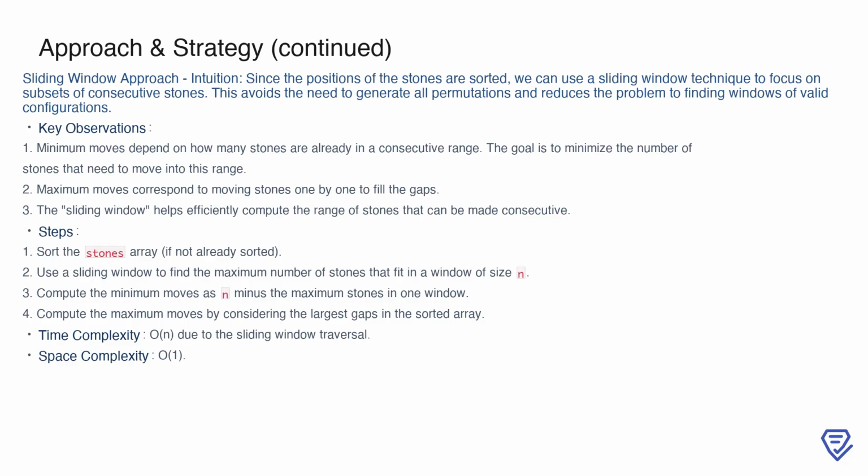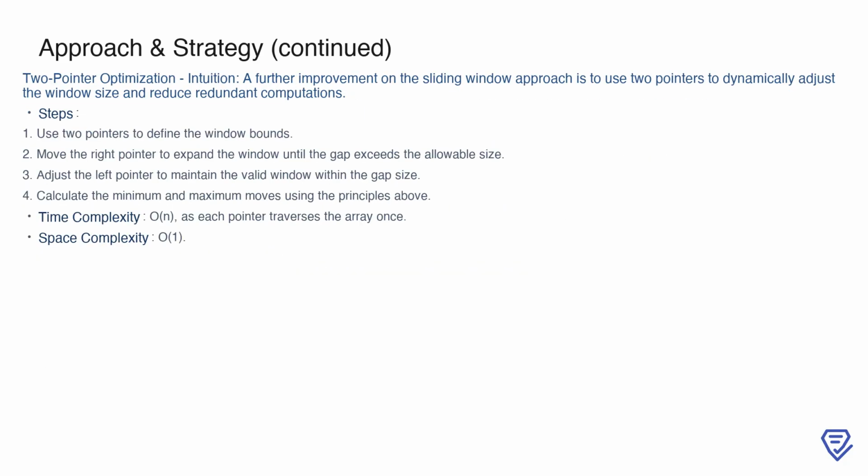The sliding window approach reduces the time complexity to O(n), making it significantly more efficient than brute force, and it also requires minimal extra space. Building on the sliding window approach, we can further optimize it using a two-pointer technique. This optimization allows us to dynamically adjust the window size and reduce redundant computations.